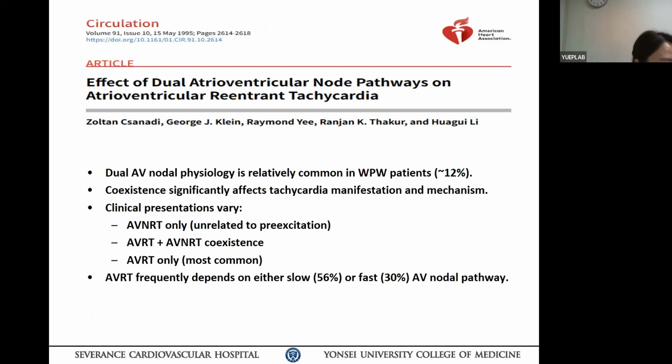So I brought some articles, and this case highlights that dual AV nodal physiology is relatively common in patients with WPW and can significantly influence the tachycardia manifestations. Clinical presentation may vary, including AV-NRT only or ABRT only, or coexistence of both. Importantly, ABRT is not a fixed circuit, but may depend on either the fast pathway or the slow AV nodal pathway.